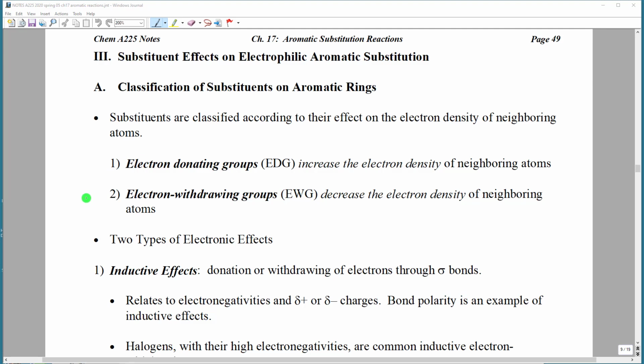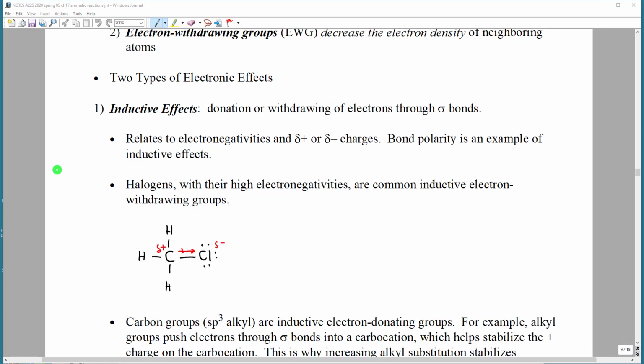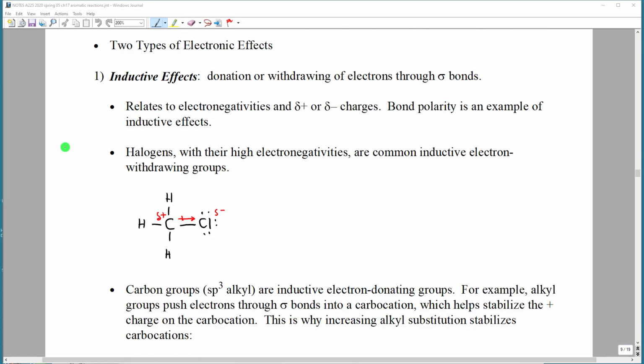Electron withdrawing groups are actually the E groups that we talked about in the Diels-Alder reaction earlier this semester. The electron withdrawing groups decrease the electron density of neighboring atoms, or in this case, the aromatic ring, when compared to hydrogen. Now, there are two ways that groups can have these type of electronic effects. The first way is called the inductive effect.